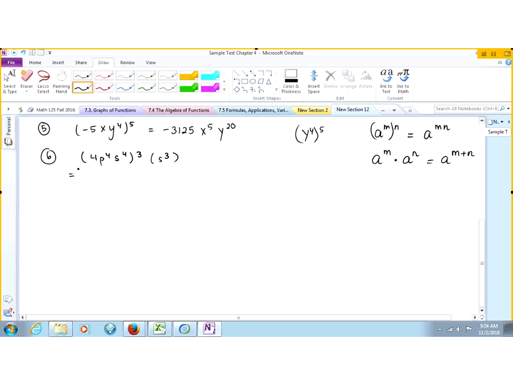All right. So what do we do here? 4 cubed, which is 64, then p to the 4th cubed, which is p to the 12th, okay? S to the 12th, and then s cubed, yes. Combine? So 64 p to the 12th, s to the 15, yes. Are we okay? Good.